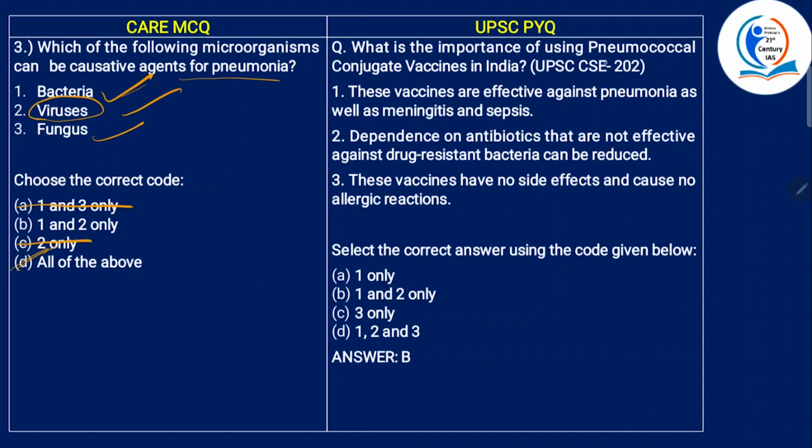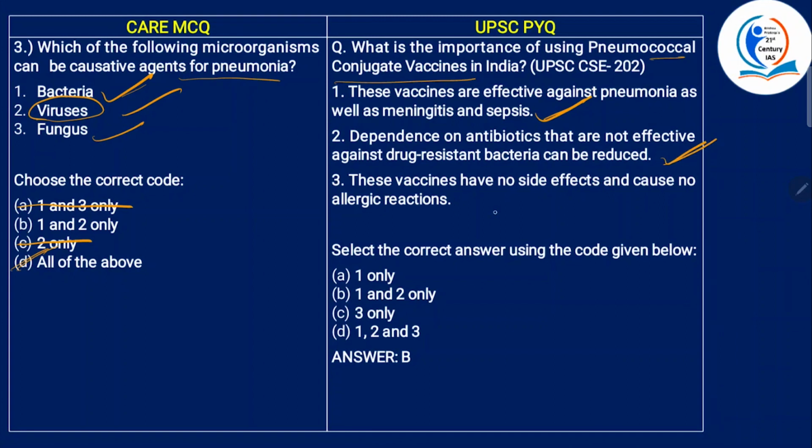What is the importance of using pneumococcal conjugate vaccines in India? The vaccines are effective against pneumonia as well as meningitis and sepsis. This is correct. We have seen it in the basics part. Dependence on antibiotics that are not effective against drug-resistant bacteria can be reduced.